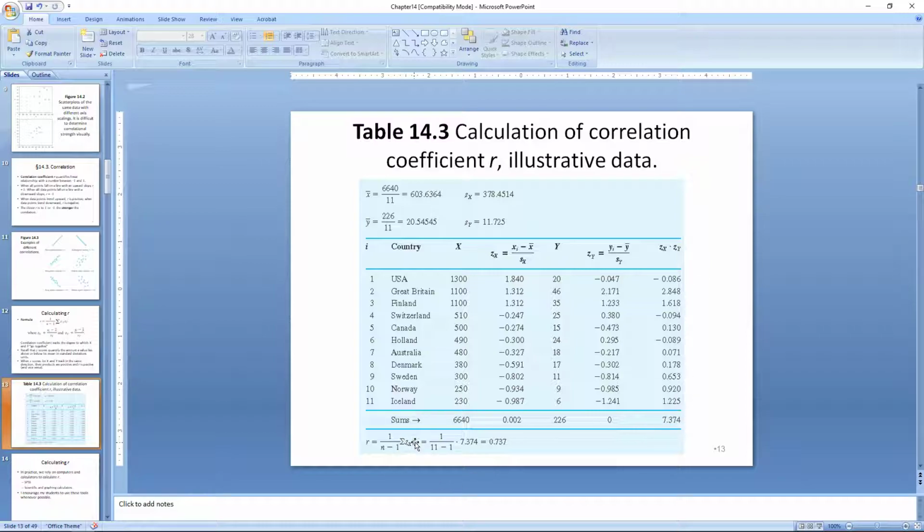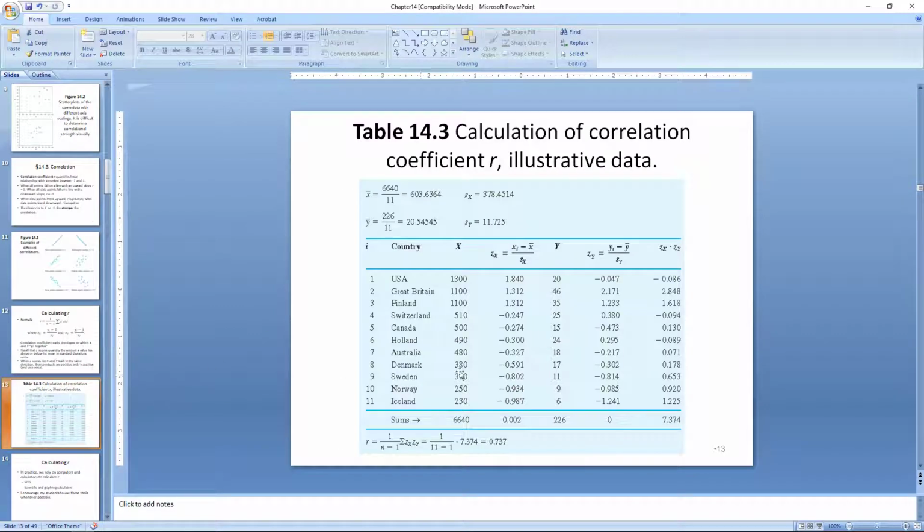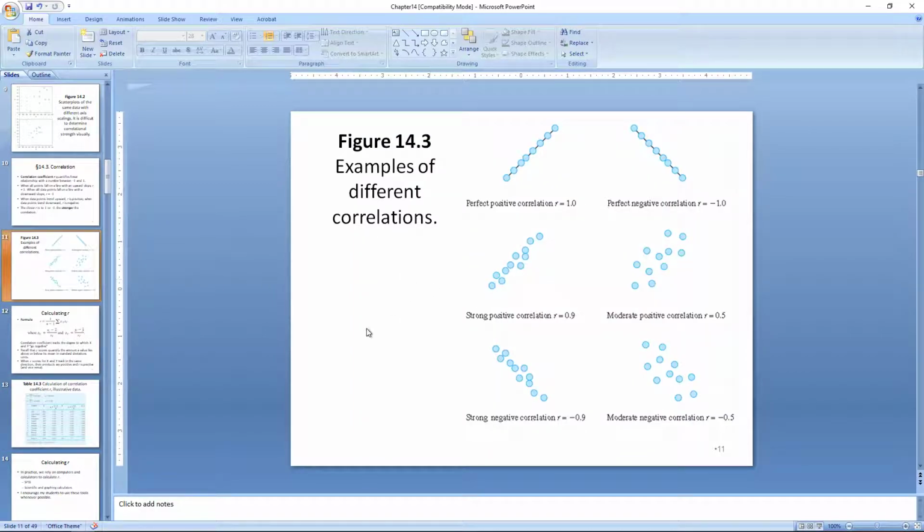So when we plug all the information we need into our equation up at top, 1 over n minus 1 times the sum of zx times zy, we got 1 over 11 minus 1 times 7.374 right here, which equals 0.737, and that is our r value. So our r would be 0.737, which we would say is a pretty strong correlation. It's higher than 0.5, so it's over moderate, but it's not perfect. So I would say it's a strong correlation.